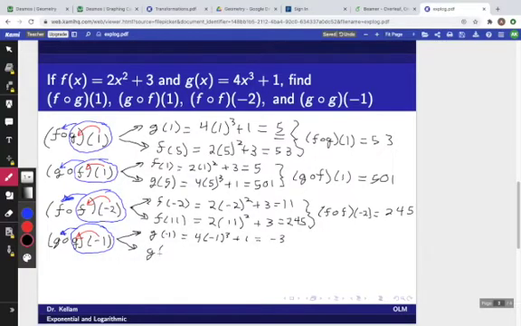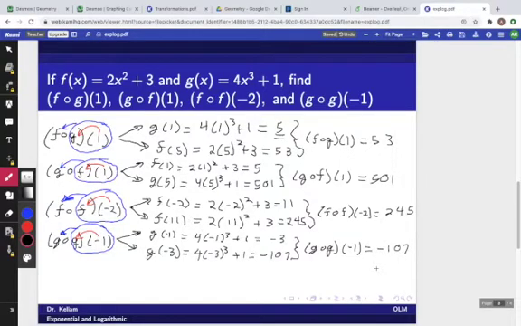And then we have g of negative 3, which equals 4 times negative 3 cubed plus 1. Let's see, negative 3 cubed is negative 27. Negative 27 times 4 is negative 108. Negative 108 plus 1 is negative 107. So this tells me that g of negative 1 is negative 107.